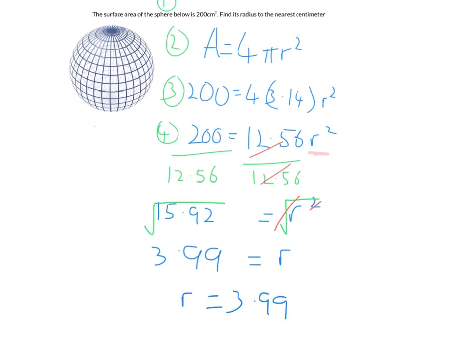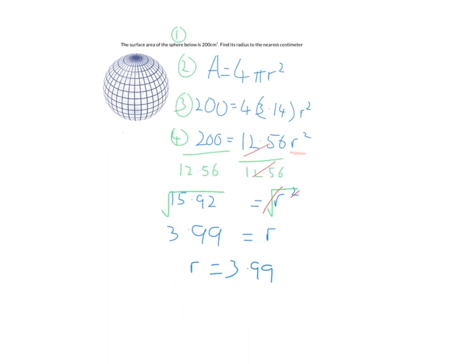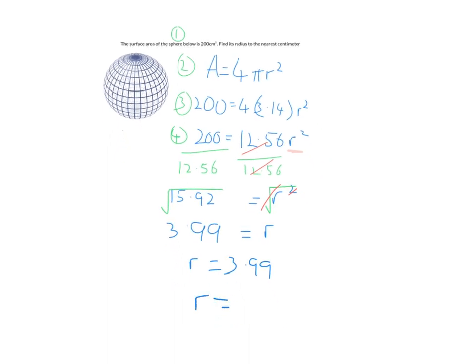3.99. Now again, anytime we have an answer as a decimal, we just want to check it off the question to make sure we have it to the correct amount of decimal places. So we're asked to find it correct to the nearest centimeter. So if we round this to the nearest centimeter, we'll be left with 4 centimeters. Because the radius is just a distance, it doesn't have to be centimeters squared or centimeters cubed. So this is the question finished.